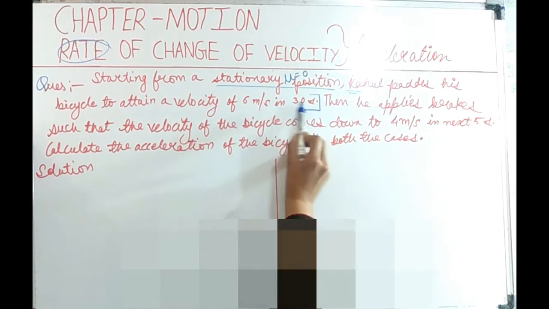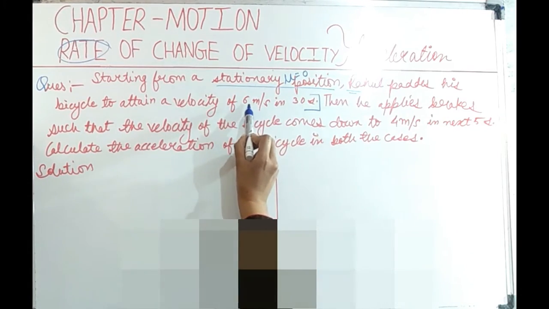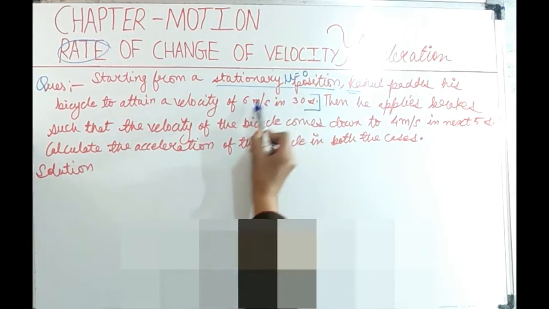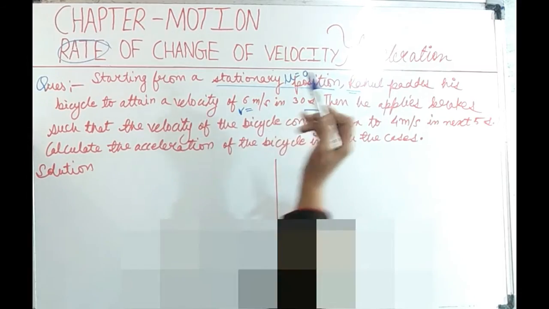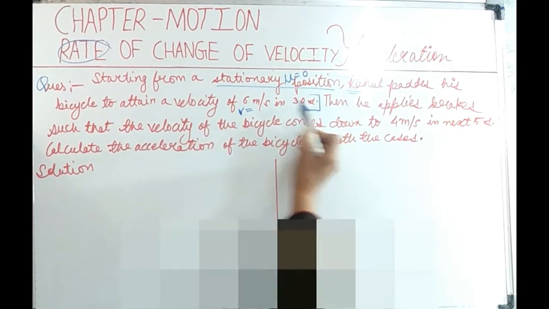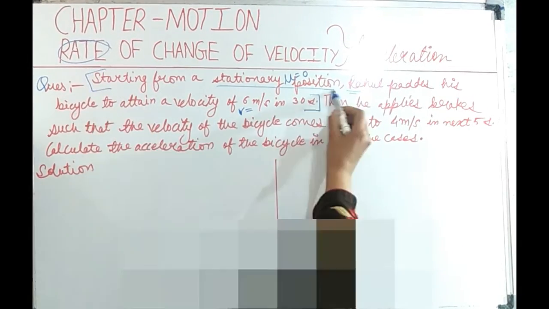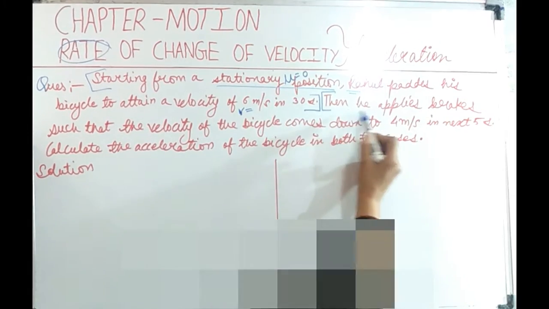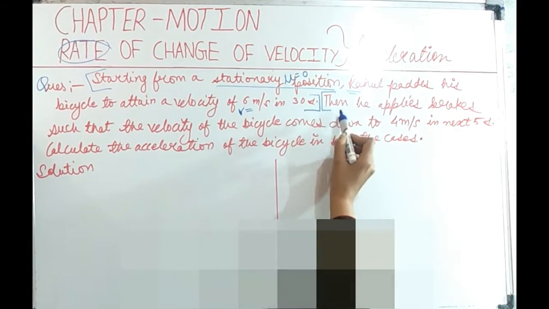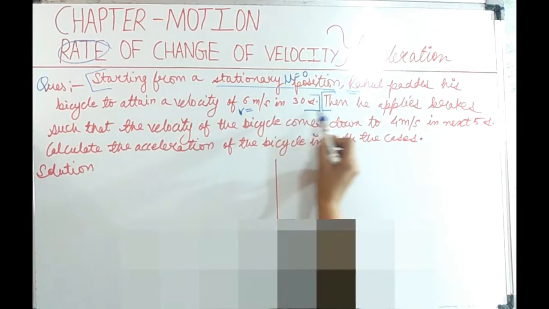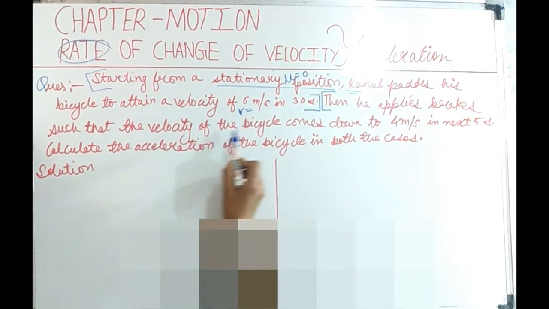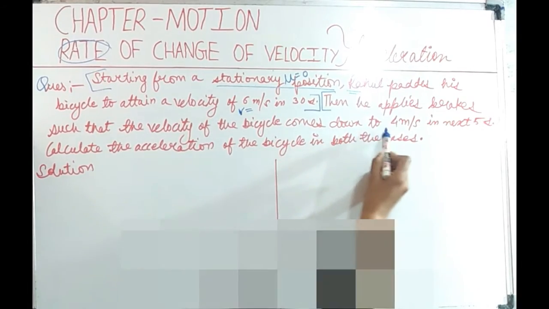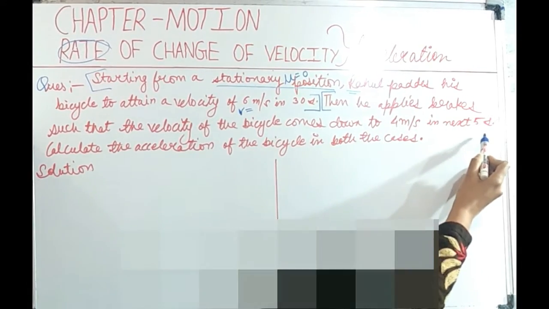Rahul pedals his bicycle to attain a velocity of 6 meter per second in 30 seconds. In 30 seconds, how much velocity he has attained? He has attained from 0 to 6 meter per second. So V, that is final velocity, is 6 meter per second and the time taken is 30 seconds. This is the first case here. Second statement says that then he applies brake. Earlier he was moving with 6 meter per second and then he is applying brakes such that the velocity of the bicycle comes down to 4 meter per second in next 5 seconds.